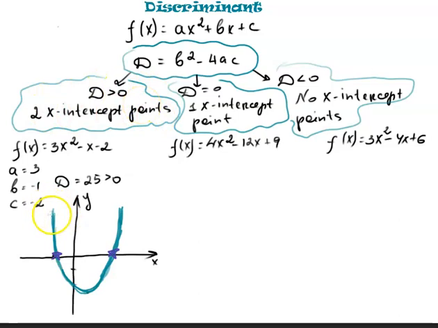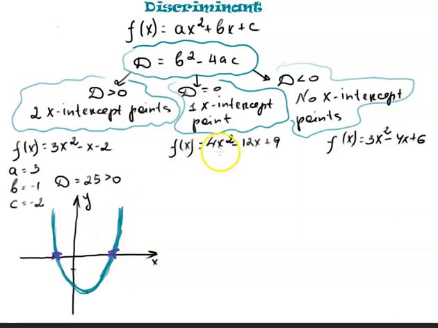So your parabola for this case will look somewhat like this. And remember that the discriminant will not find you the intercept points. It will only tell you how many x-intercept points you have. So we have 2 intercept points in this case. Let's work on the next function.